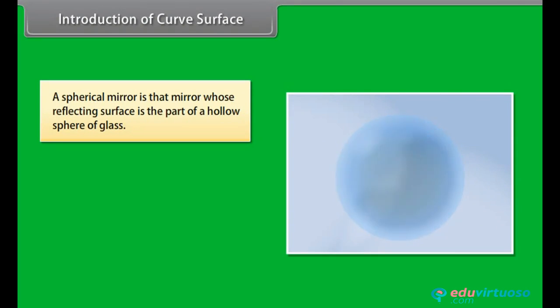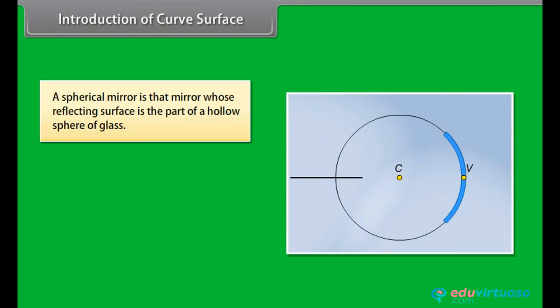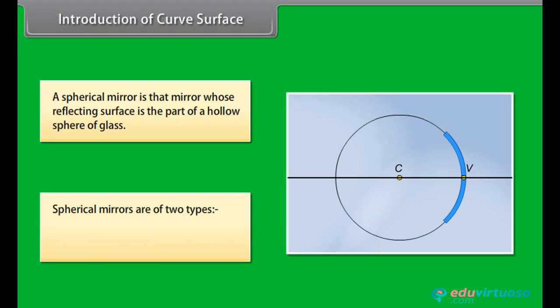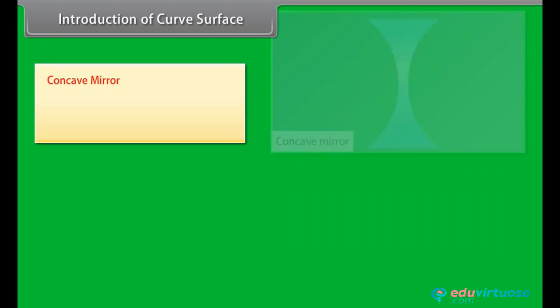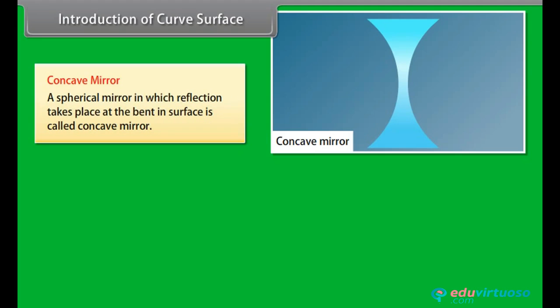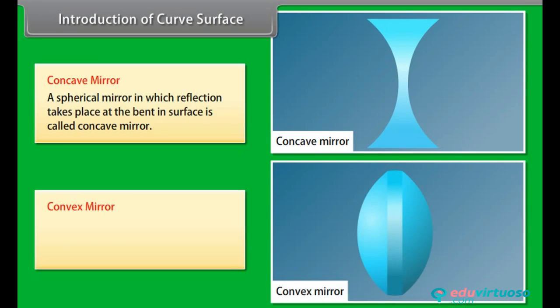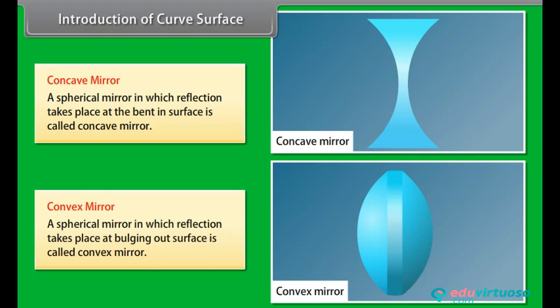Introduction of curved surface. A spherical mirror is that mirror whose reflecting surface is the part of a hollow sphere of glass. Spherical mirrors are of two types: concave mirror and convex mirror. Concave mirror: a spherical mirror in which reflection takes place at the bent in surface is called a concave mirror. Convex mirror: a spherical mirror in which reflection takes place at the bulging out surface is called a convex mirror.